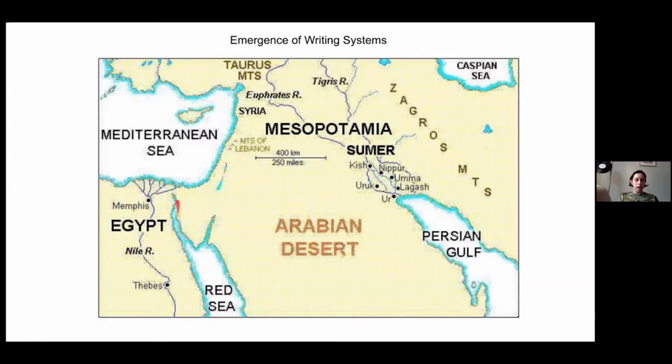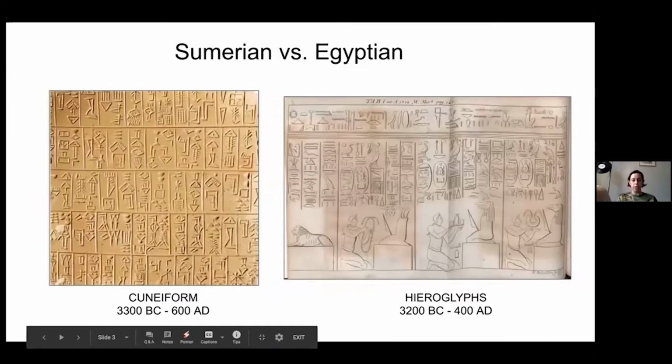All right, so these are the two superpowers. Think about Russia and America of the ancient world, except they were much closer to each other. But in order to get from one to the other, look where they need to cross. They need to go through Israel, right? Yeah. So it's kind of in between these two. All right. So these are the two examples of the two ancient writing systems.